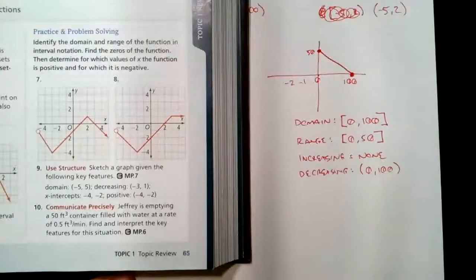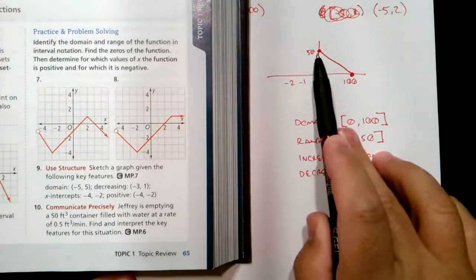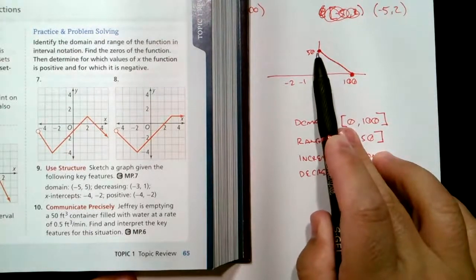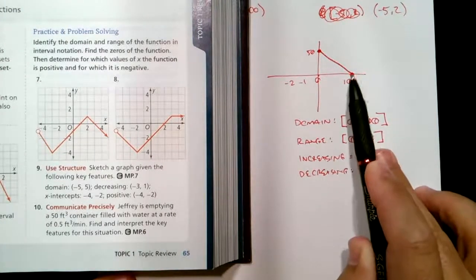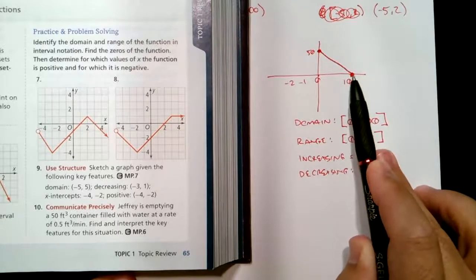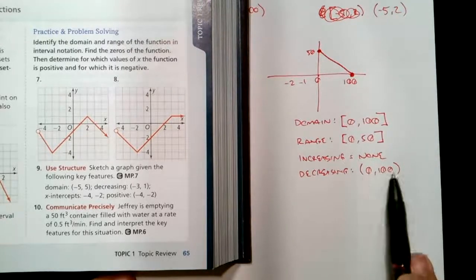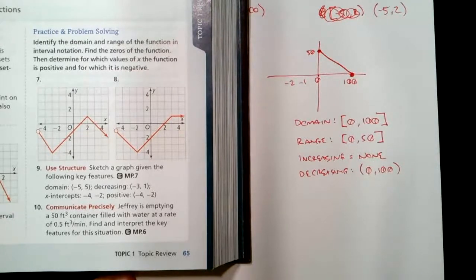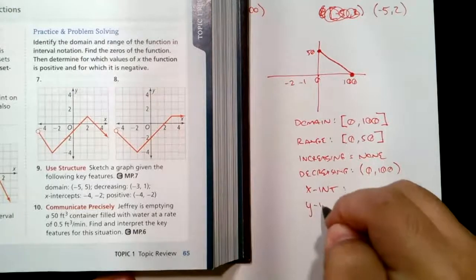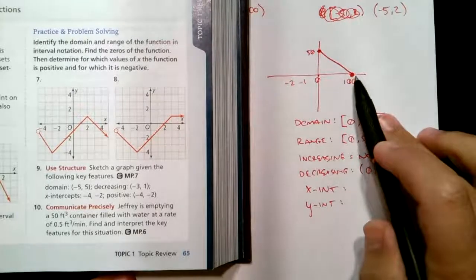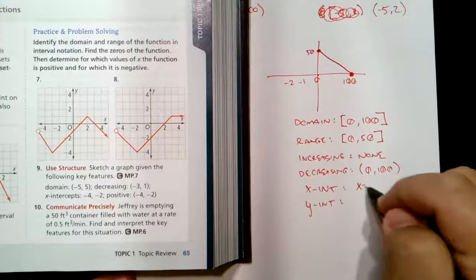What about decreasing though? It is decreasing, definitely. It's going downhill between 0 and 100. So from 0 to 100, it's going downhill. Why don't I include it at those points? Because at 0, it's not decreasing. I have to pass 0 for it to be going downhill. At 100, it's not decreasing. It's stagnant. It stays flat. So you always want to use parentheses when you're talking about increasing or decreasing.